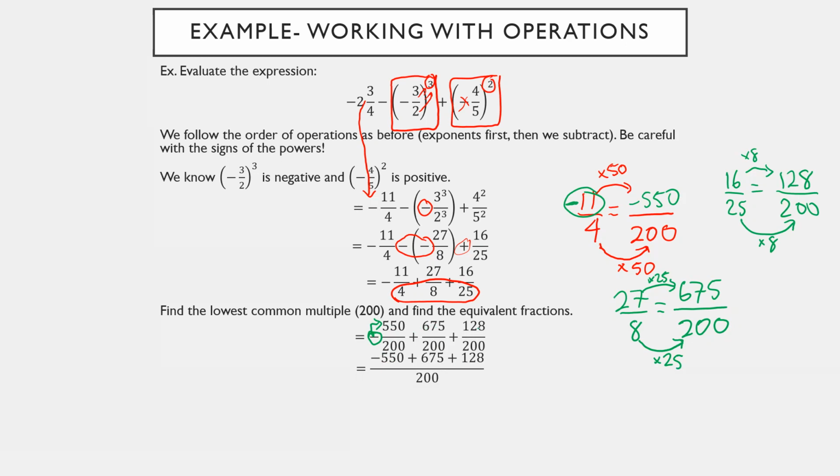All we need to do is grab a calculator or do this all in your head. Negative 550 plus 675 plus 128 ends up giving us negative 253 over 200. And of course, that reduces to negative 1 and 53 over 200 if we want to write it as a mixed number. So hopefully that makes sense. Again, it seemed like a really confusing question, but if you go step by step with it, it should hopefully make sense.